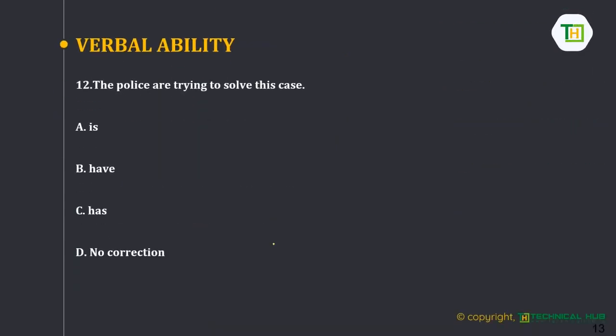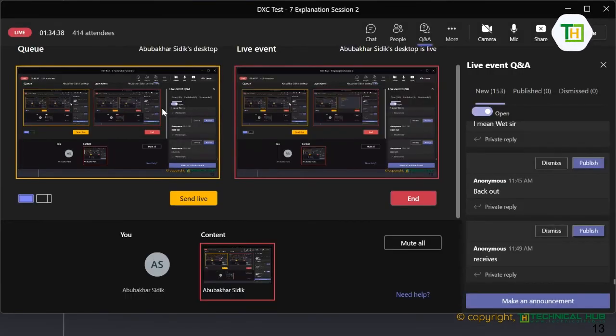So moving to the last question. The police are trying to solve this case. Yes, the police are. Is this correct? Police means plural or singular? First thing we need to find out is whether this is plural or singular. This is one open question for you. You can answer me, whether police is singular or plural. I'm waiting in the chat box. Tell me.